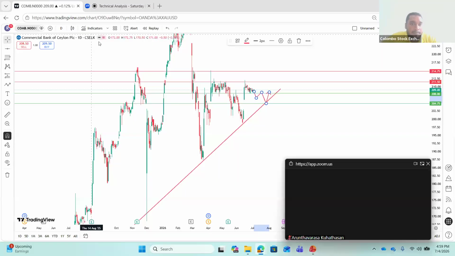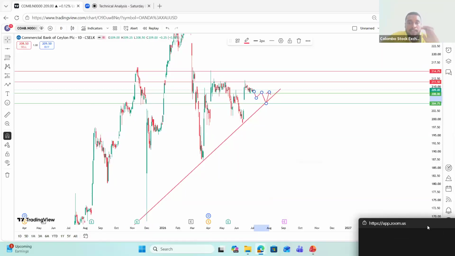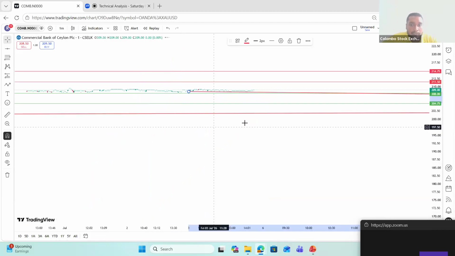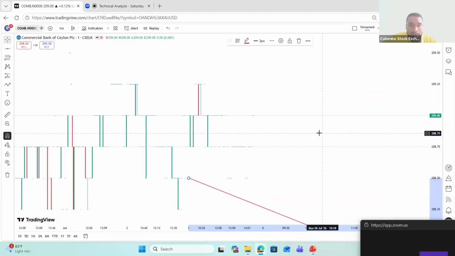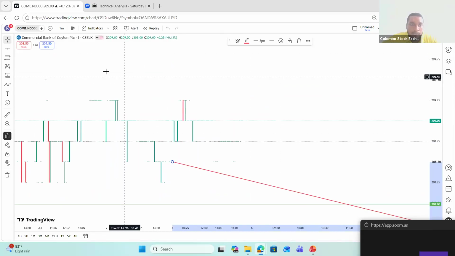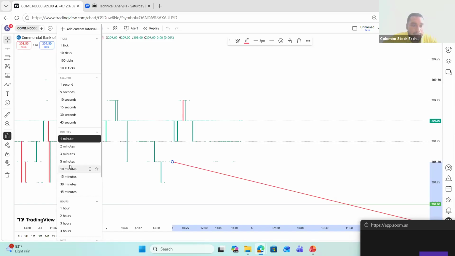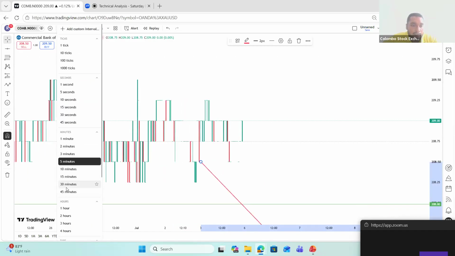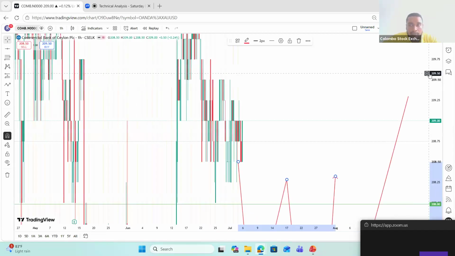But when it comes to the Sri Lankan market, you can't actually trade in very short time frames. If you look at the stocks in 1 minute time frame, you can't even see a candle. Candles look like this. This is not a proper candle. You can't trade Sri Lankan stocks in 1 minute time frame, or even in 5 minutes. Maybe you can trade in 1 hour chart. Yeah, you can trade in 1 hour chart.